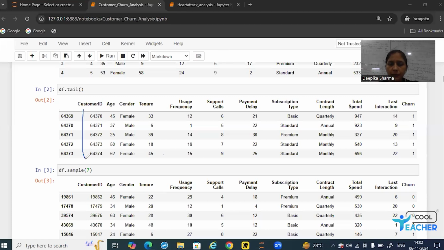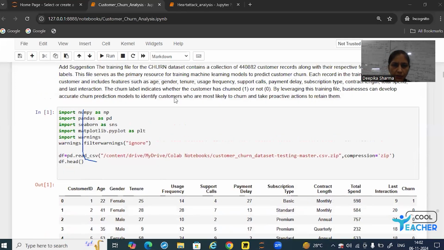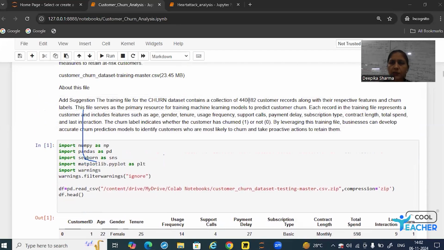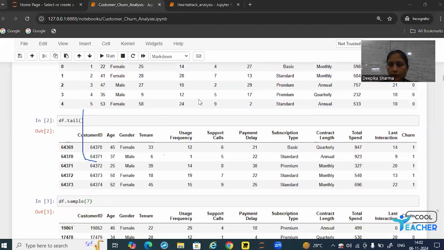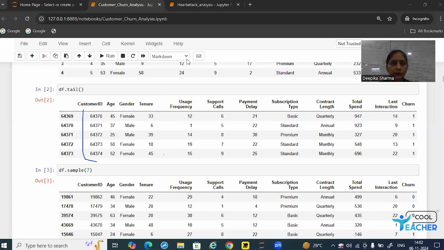Here, customer IDs are mentioned. Nearly 4 lakh customers are there. Okay, this was the total record I'm talking about. And here you can see in df.tail it is mentioning churn, and inside the churn it is mentioning 1. So 1 means the customer has left the subscription services.